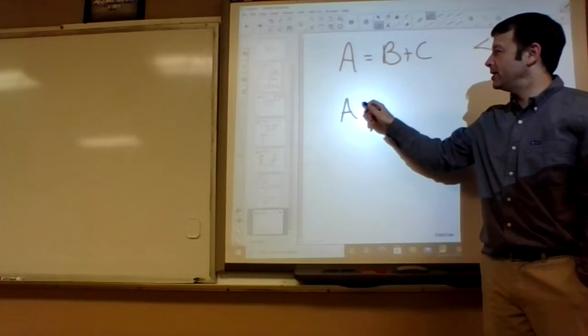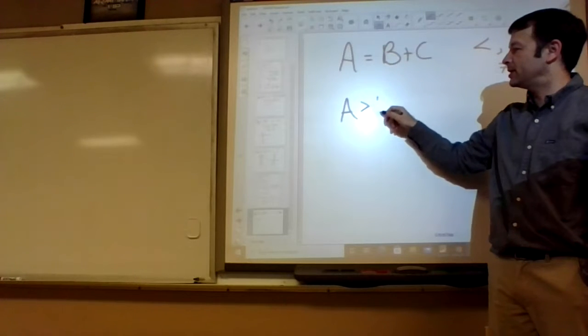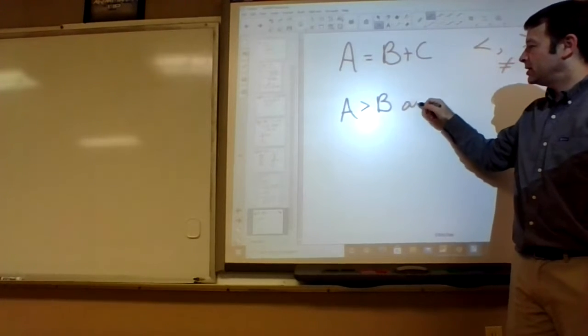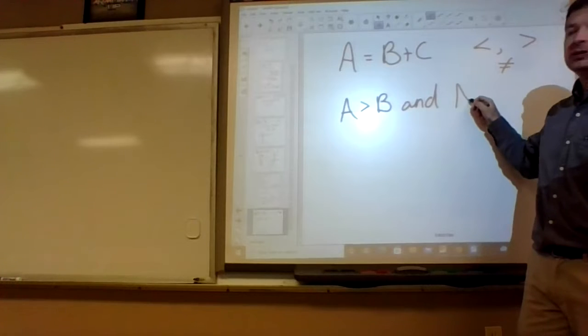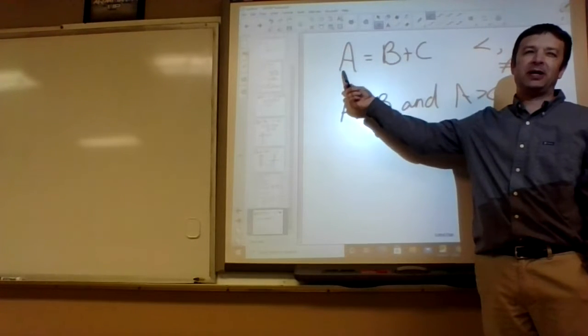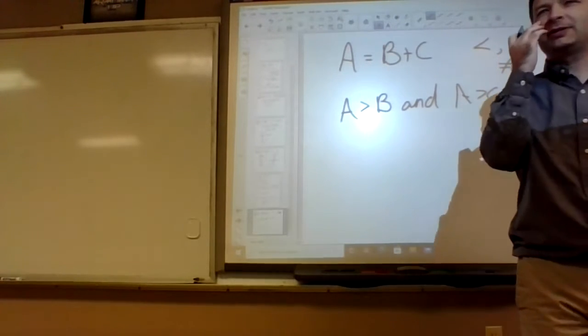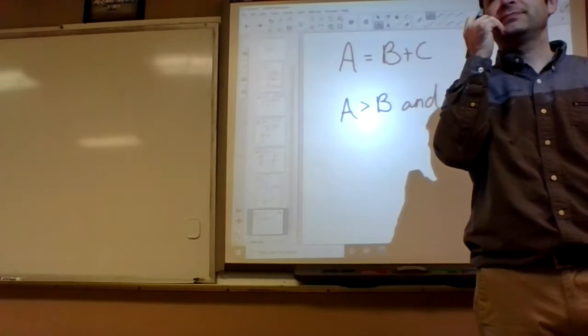Okay, what I know is that if these two add up to A, A would have to be bigger than either of them, right? If two numbers add up to A and they're positive, then A would have to be bigger than either of them. Does that make sense?